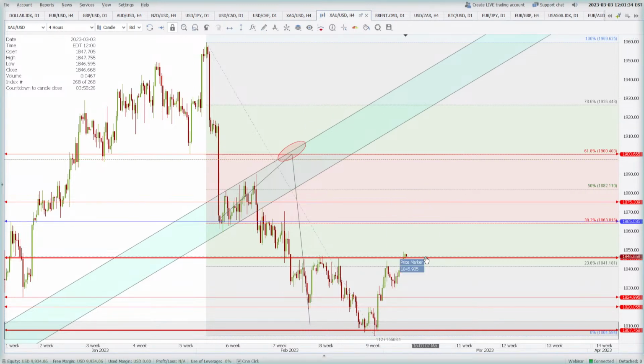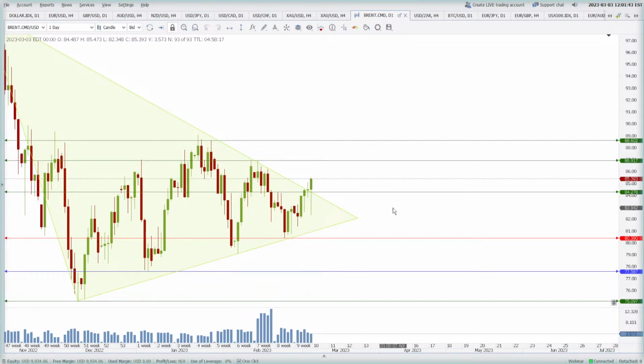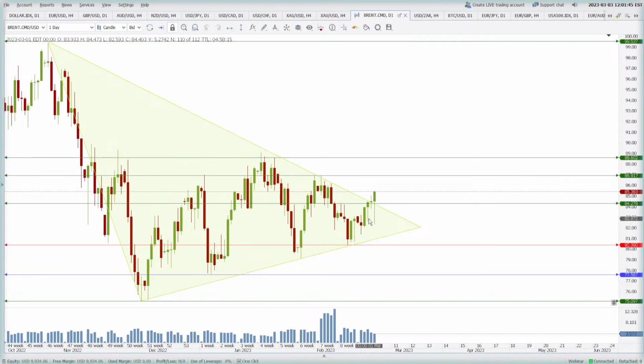Now you already know that 1845 is the support intraday and 1865 is the resistance if the price starts moving upward from here. What about the Brent? Now who remembers when I said that there is a possibility that the price is going higher? See, I don't have any crystal ball, none whatsoever.